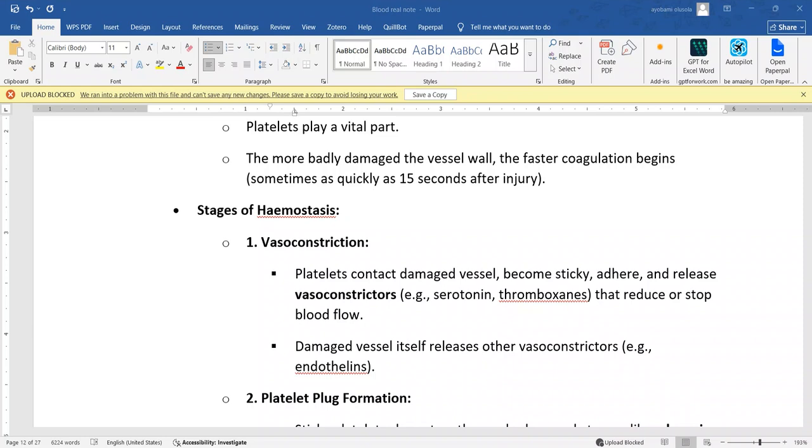So what happens when you break your skin? The first thing that happens is that there's vasoconstriction. The platelets have to move to the damaged blood vessel and adhere to it. And not only that, the platelets release vasoconstrictors to constrict the blood vessel and reduce or stop the blood loss. Now, the vasoconstrictors they release are serotonin and thromboxanes.